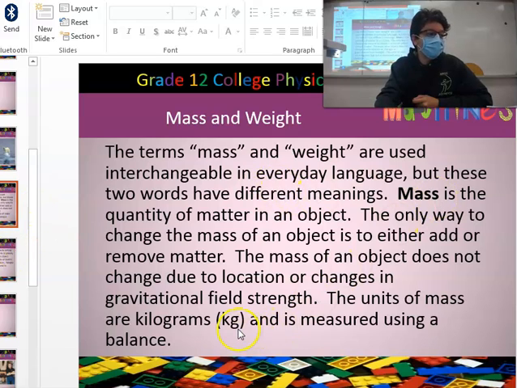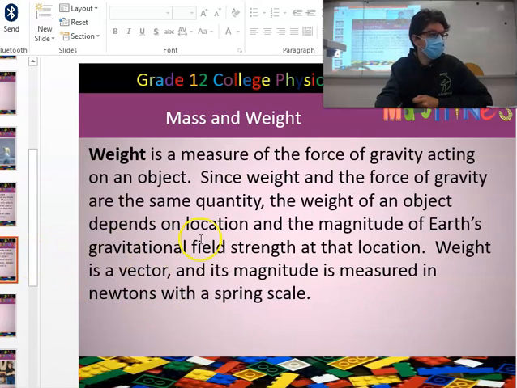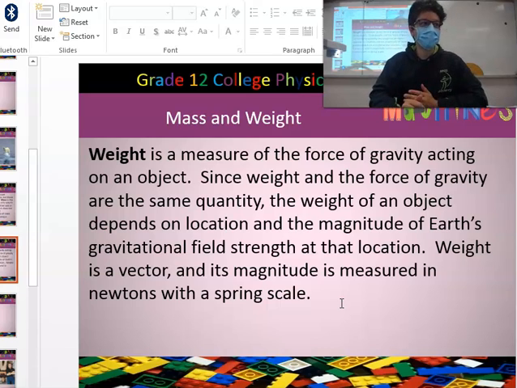But mass will be measured in kilograms in SI units, and weight will be measured in newtons, because it is a force. It's the force of gravity that acts on you. So if you were to go to the moon, which I would jump at the opportunity to do, I don't know how many other people would, your mass would stay the same, but your weight would decrease, because the force of gravity acting on you is different. It's about 1/6 on the moon.